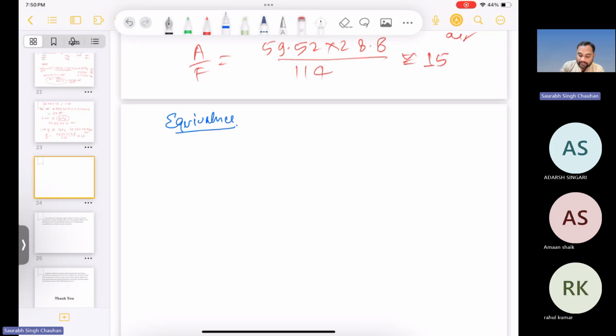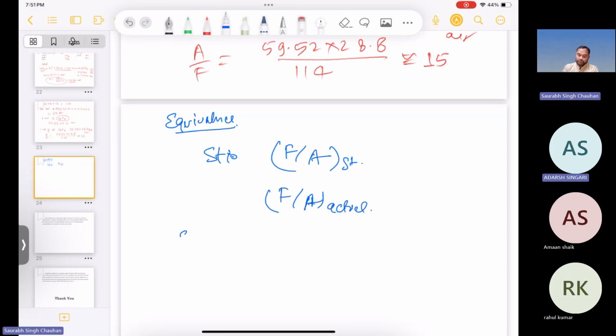In the previous question, we discussed the stoichiometric air fuel ratio, right? But it is not always that you are running on a stoichiometric ratio. Sometimes you are running on a rich mixture and sometimes on a lean mixture, right? So this is stoichiometric, and whatever your actual air fuel ratio is, that will be different. So equivalence ratio is defined as actual fuel air ratio divided by stoichiometric fuel air ratio.